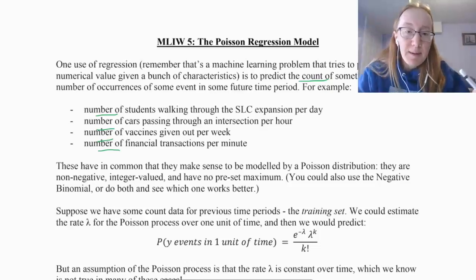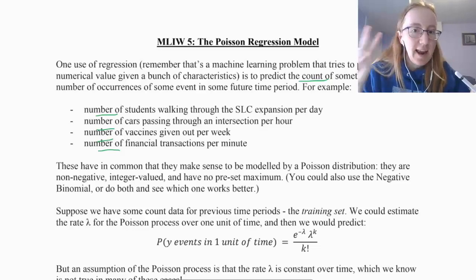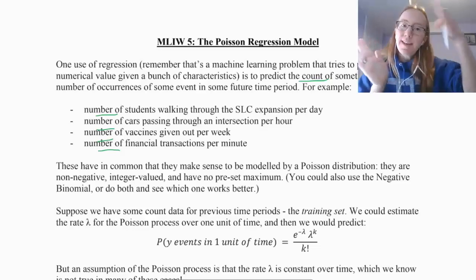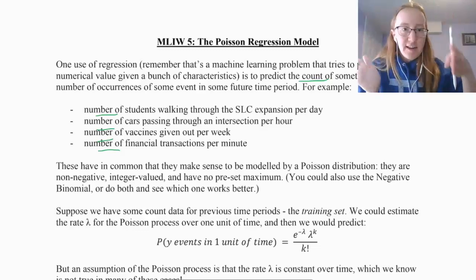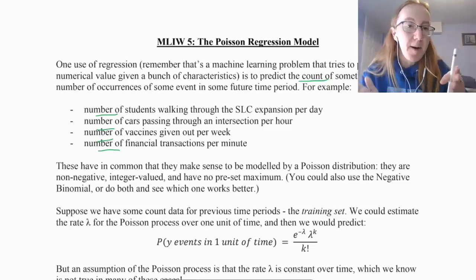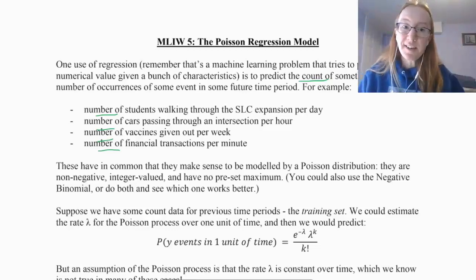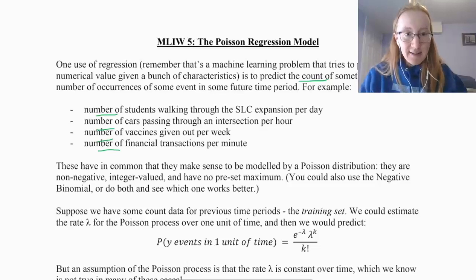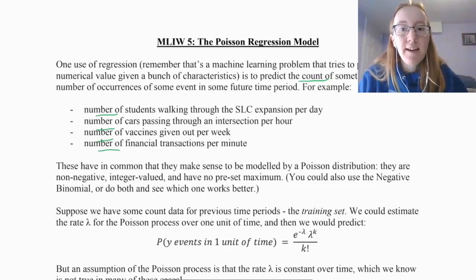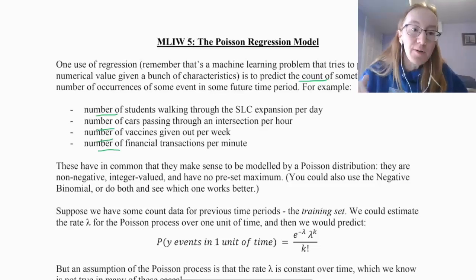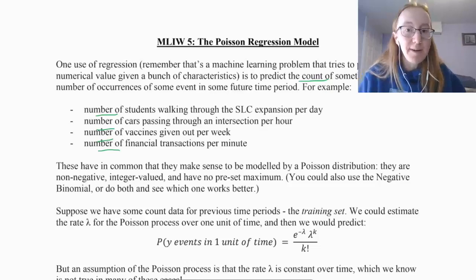So we know that the binomial distribution, for example, still satisfies the first two things. It's non-negative and it's integer valued, but a binomial has a preset maximum because there is a number of trials that are done and then it can't possibly go higher than that. Whereas the Poisson has no maximum. So that's a useful feature of this data. In fact, there is another distribution that also has all of those properties. That's the negative binomial. And often both of these are used and we see which one fits better.